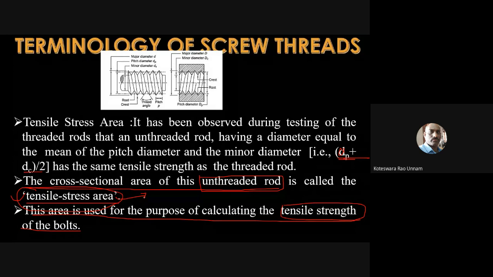Once you pick the tensile stress area, your tensile load divided by the tensile stress area gives the magnitude of the tensile stress induced in the bolt for the given load. So like that we'll calculate instead of using this calculation. But the concept of how we got this tensile stress area is this region. So this is the concept.